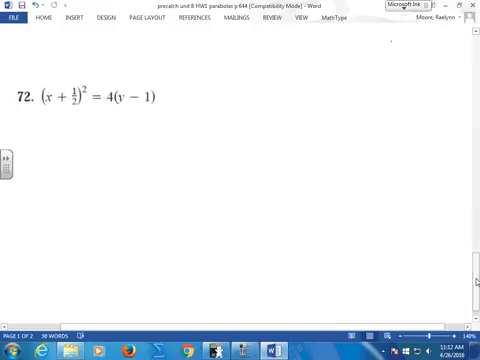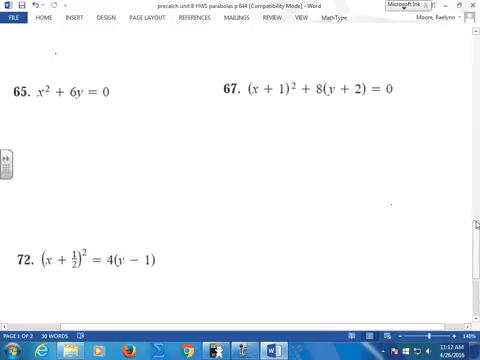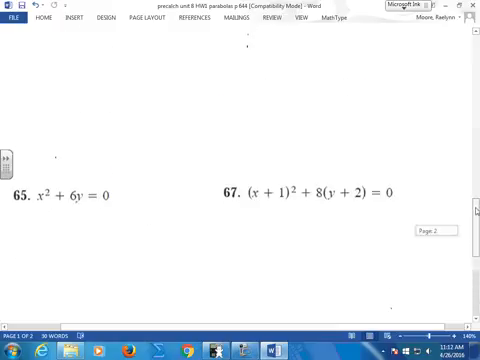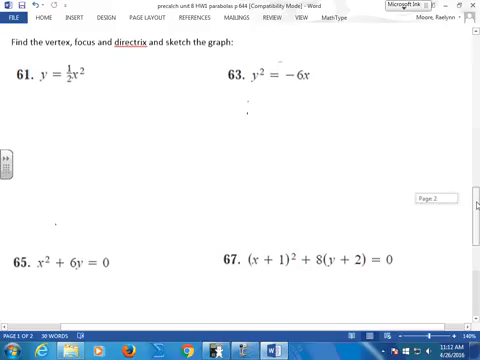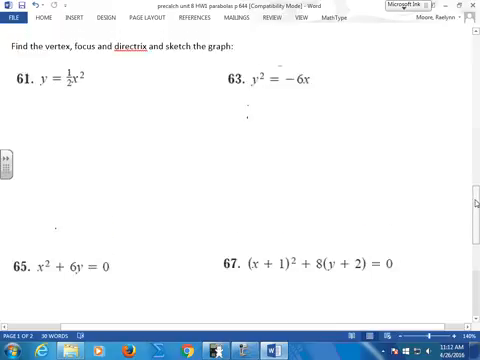Let's do number 72. 72 good? Well, which one would you guys like to do? I can give you a lot, just to get used to this. 72 is good.